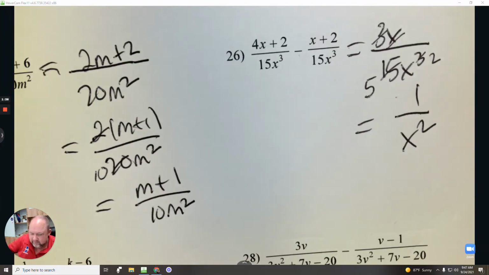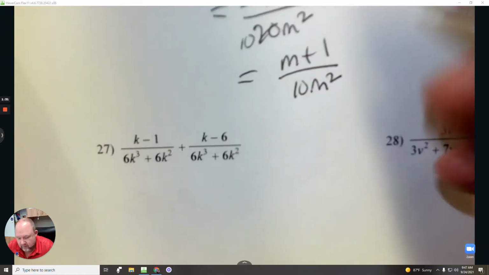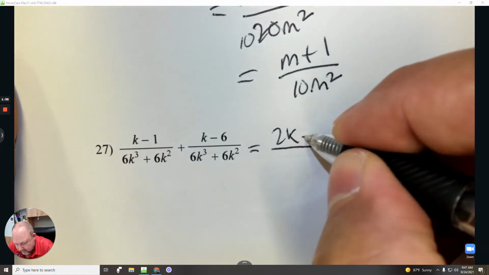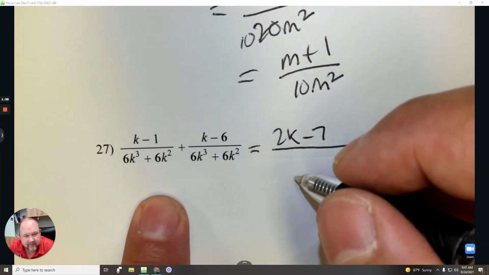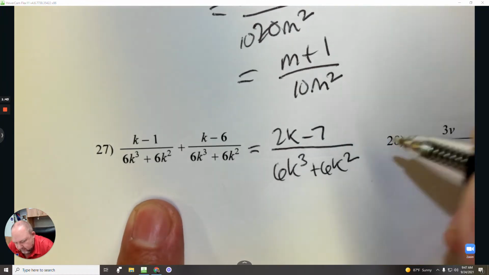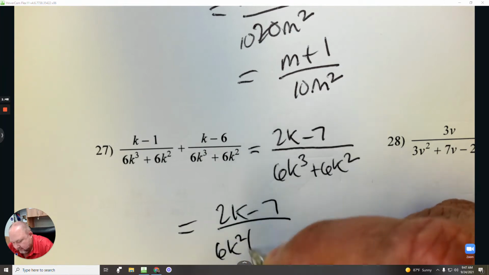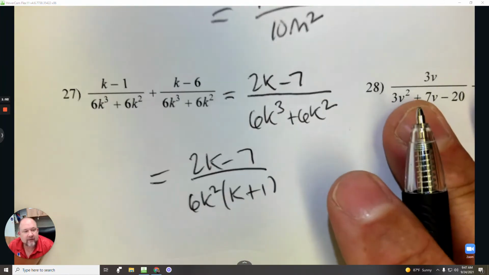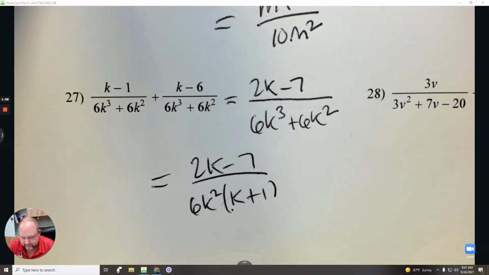Number 27, we have common denominators. So add the numerators. That's 2k minus 7. And when I have that, it's a good habit to try to factor it to see if something simplifies. Here nothing does, so I factored out the denominator. Nothing simplifies, so that's the answer.